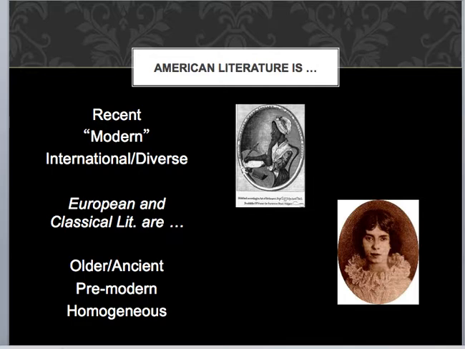And this is in contrast to European and classical literature, which when we think of that as older and ancient and pre-modern, written for the most part prior to the invention of the printing press and widespread literacy, and very much homogeneous. Think of German literature and French literature and Spanish literature, whereas American literature is a polyglot of a lot of different traditions put together.